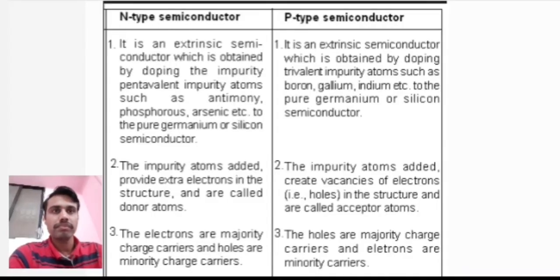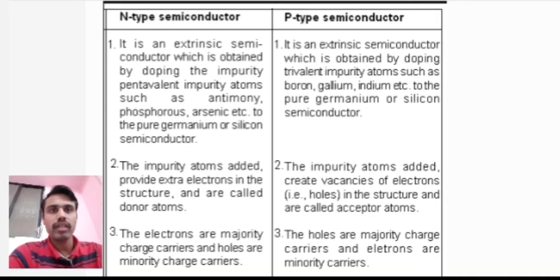So students, in the previous part we studied up to the classification of p-type and n-type extrinsic semiconductors. Today we are going to study what exactly the difference between n-type and p-type semiconductors is.